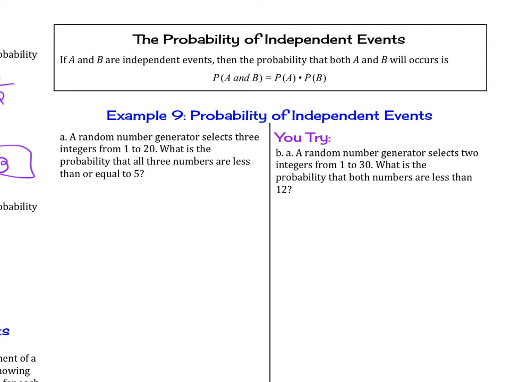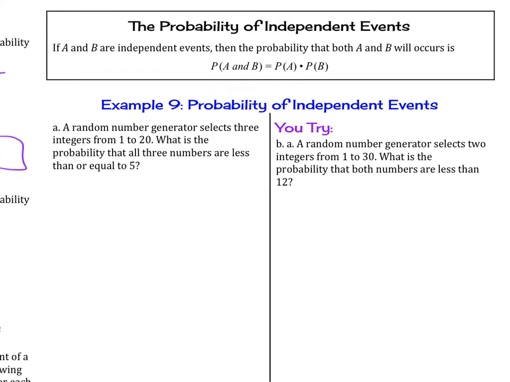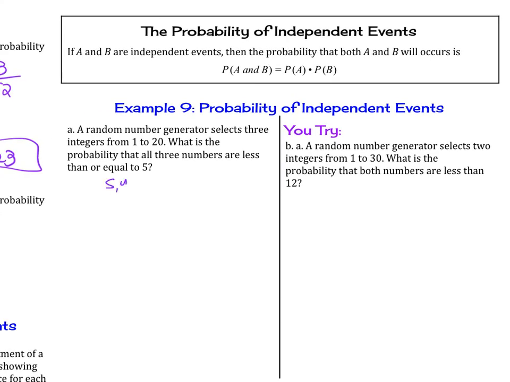So a random number generator selects 3 integers from 1 to 20. What's the probability that all 3 numbers are less than or equal to 5? So it's very important to be careful to read this, less than or equal to 5. So it can be 5, 4, 3, 2, and 1.